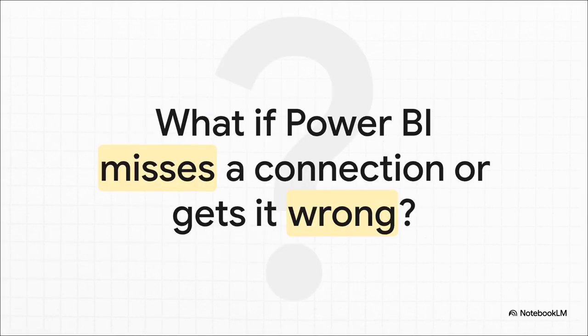But what happens when it's not so obvious? What if you have a column named location ID in one table and city ID in another, but you know they're talking about the same thing? Power BI might miss that. And that's when you have to step in and take over.